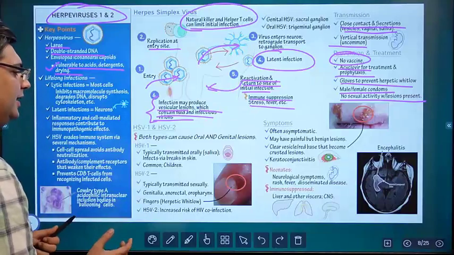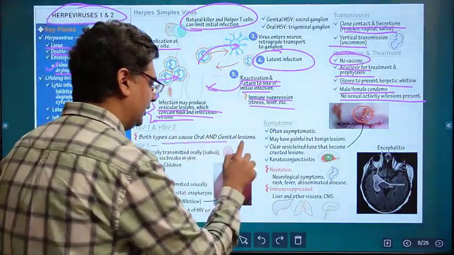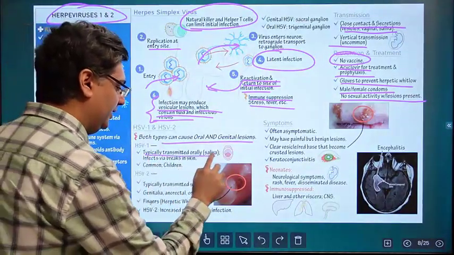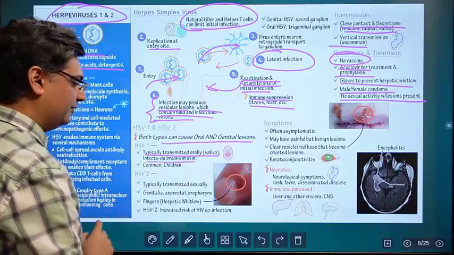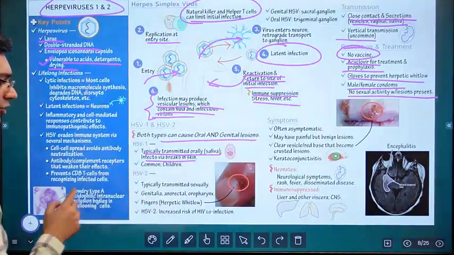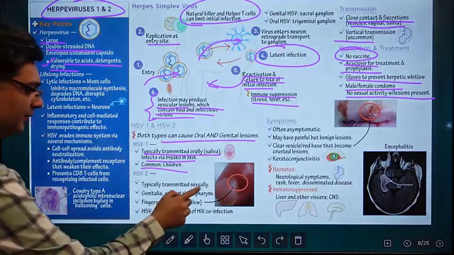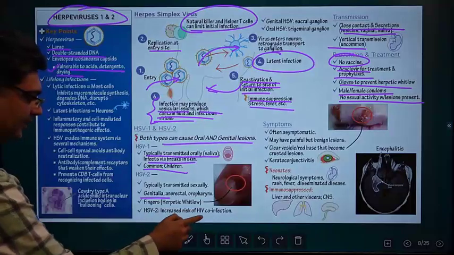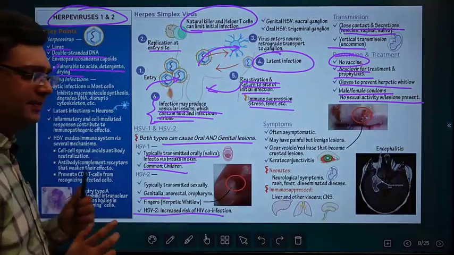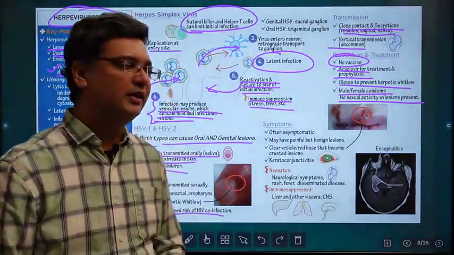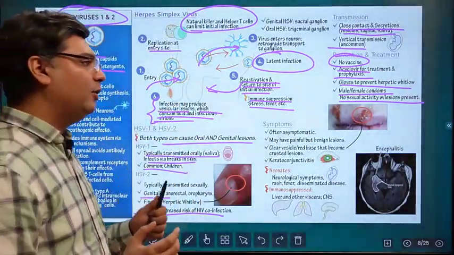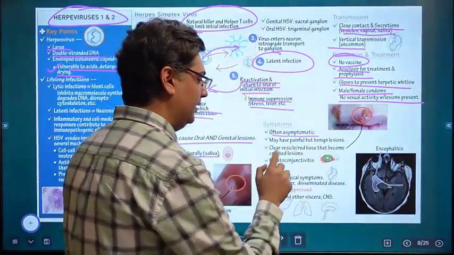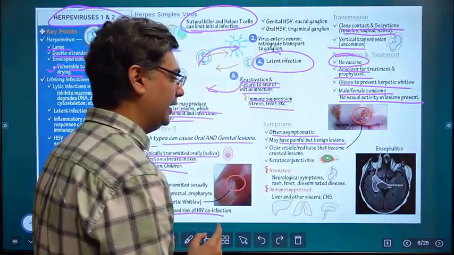Now if we talk about HSV1 and 2, both types can cause oral as well as genital lesions. HSV1, as I've already said, is typically transmitted orally and infects via breaks in the skin and saliva, commonly in children. HSV2 is typically transmitted sexually, affecting the genitalia, and HSV2 is also present as a co-infection with HIV. If we talk about the symptoms here, these are generally asymptomatic, but in the oral cavity they can have painful benign lesions.